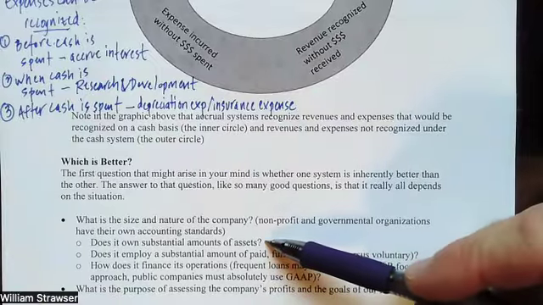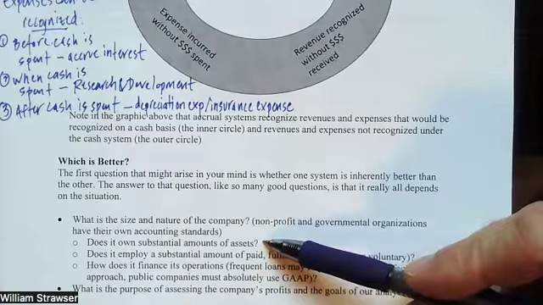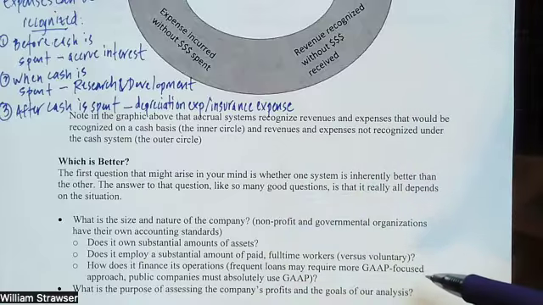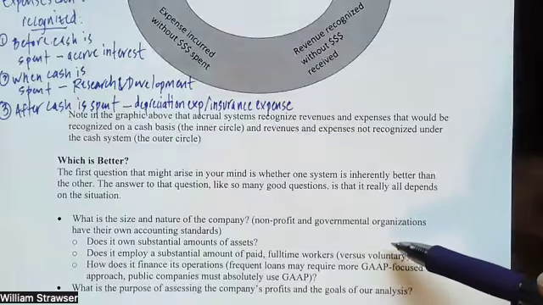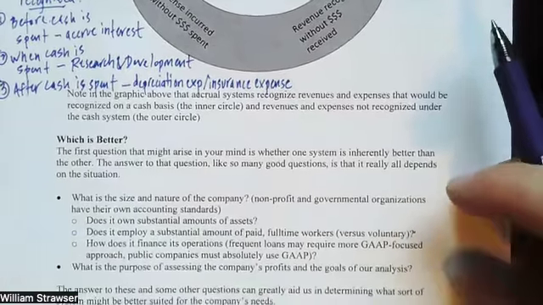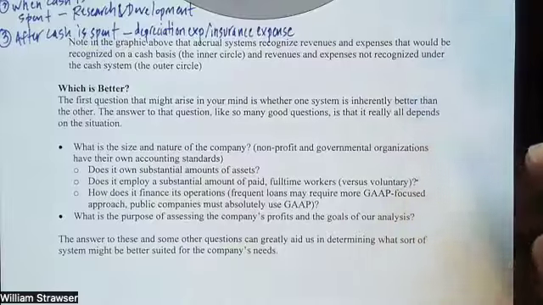If the company owns a substantial amount of assets, you would be far better served using an accrual system because under a cash system, a lot of assets are not recorded. Does it employ a substantial amount of paid full-time workers versus voluntary workers? Again, this will get into some accrual issues where you would be required to use accrual accounting. Does it finance its operation? How does it finance its operations? If it's depending on bank loans, a lot of times the banks will want GAAP-based financial statements. And then of course, what is the purpose of our analysis? So those are all situational questions.